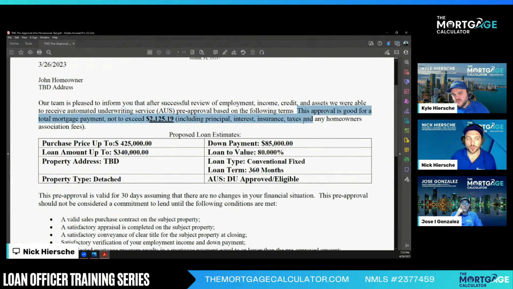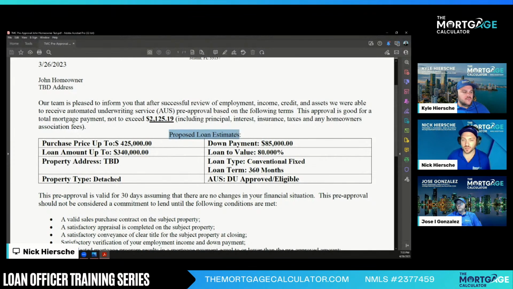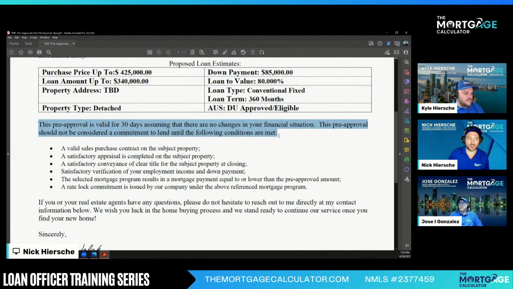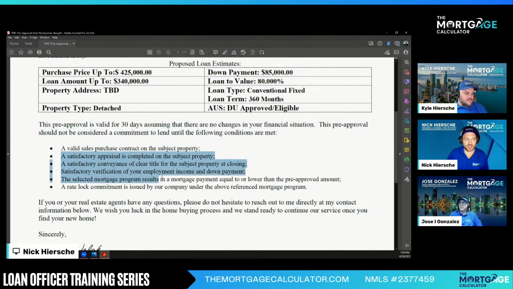And remember, we're approving people for a mortgage payment not to exceed, and that's a total mortgage payment. We're not approving people necessarily for a loan amount. So we can say that this is the actual approval, and then we go through and we say what are the proposed estimates that we use to get there, right? Here's what we put in the scenario. Also want to make sure we highlight again, DU approved eligible, so that we let everybody know that we're doing our job. Always want to make sure that the pre-approval is only good for a certain amount of time in case bank statements change and all that. And they obviously have to have all of these things.